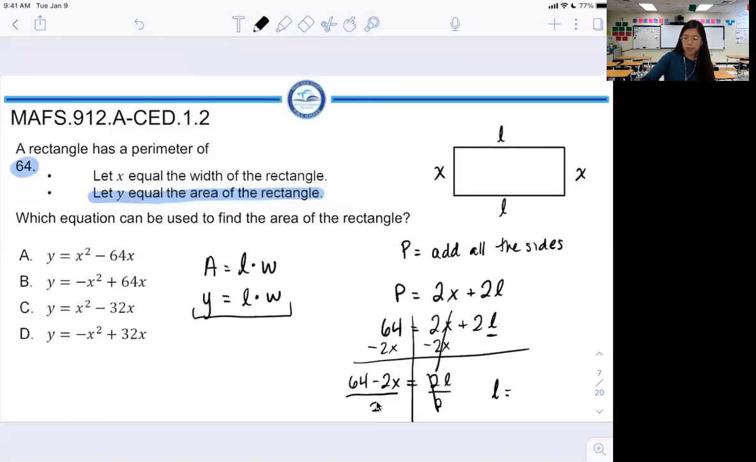Now, when I divide by 2 on both sides, I divide everything by 2. So 64 divided by 2 is 32. And then 2x divided by 2 is x. So 32 minus x. That's the length. The length is 32 minus x. So I can replace that in my diagram.